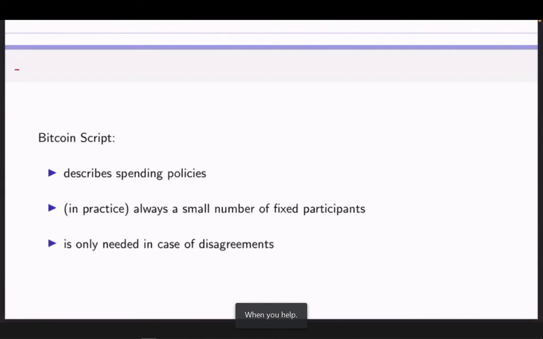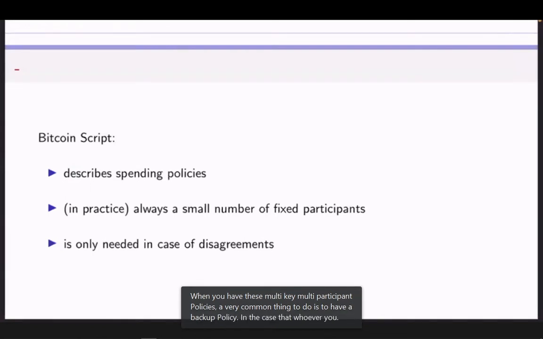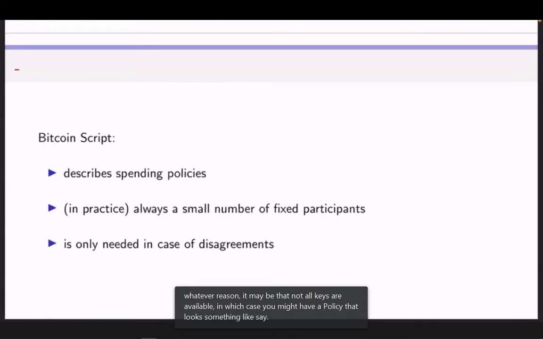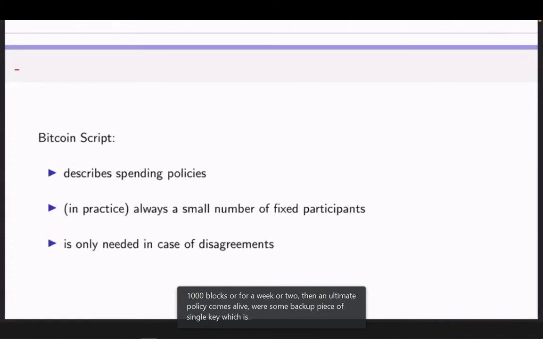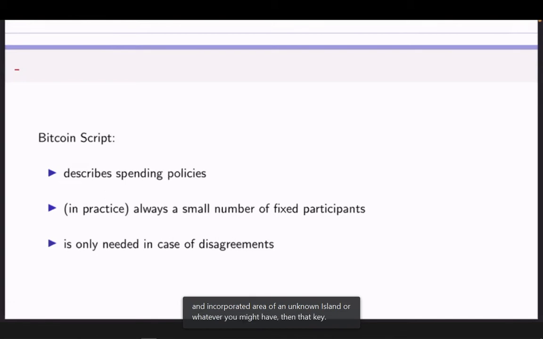When you have these multi-key, multi-participant policies, a very common thing to do is to have a backup policy in case your participants are unable to complete whatever protocol. Maybe they have a voting protocol, or maybe they're doing part of a payment channel. For whatever reason, it may be that not all keys are available. In which case, you might have a policy like: 2 out of 3 hot keys are required to move the coins. But if the coins don't move for 1,000 blocks, or for a week or two, then an alternate policy comes alive, where some backup single key, stored in cold storage, guarded by some armed guard in a vault in a mountain on an unincorporated island or whatever you might have, becomes active after a certain amount of time.